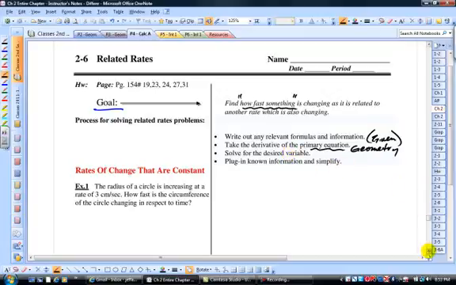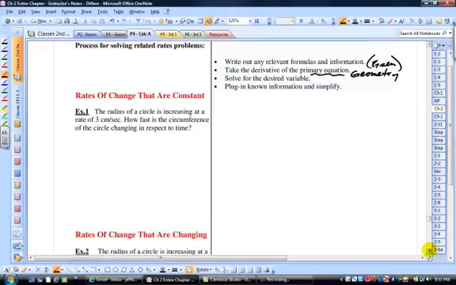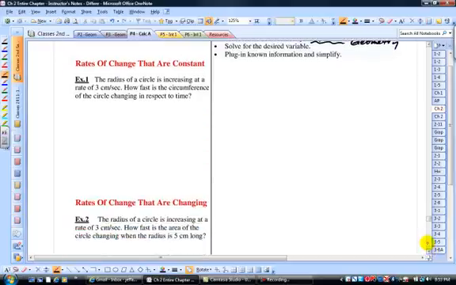All right, that's a lot to do. So let's get started with an example here, and let's find how to deal with what are called related rates. The first problem goes like this: the radius of a circle is increasing at a rate of 3 centimeters per second. We're given that. So what I like to do as I read a problem is interpret it and write down what it means in calculus notation.